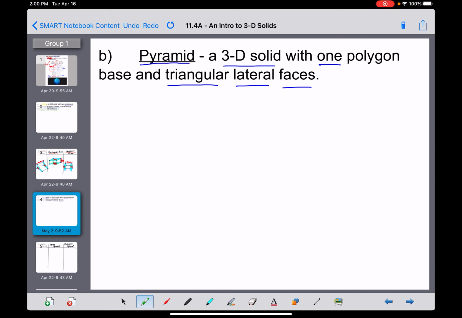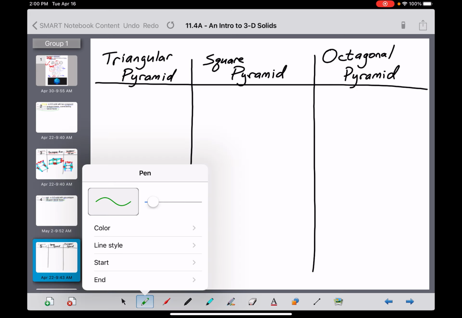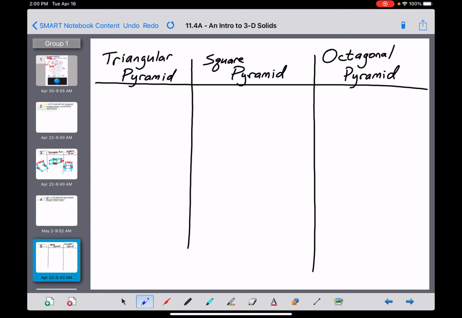Yeah, so prisms always have rectangles that connect the 2 bases. But when we get to pyramids, now we're going to see triangles connecting the base to the vertex up on top of the pyramid. Let me show you what I mean here. I'm going to switch back to blue. And let's talk about this. Again, these are just 3 of the pyramids we could draw, but there's really an unlimited number. Let me start again in the middle with a square pyramid.